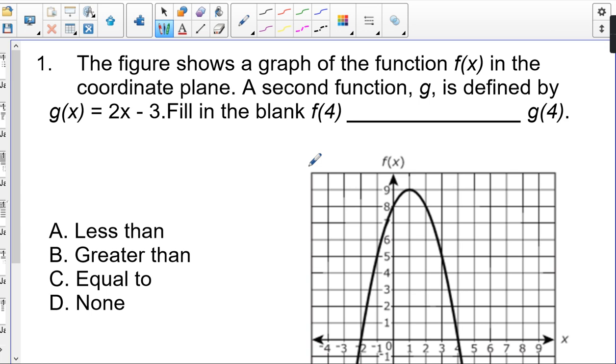the blank. Is f of 4 less than g of 4, greater than g of 4, equal to g of 4, or none? Those are the choices A, B, C, and D. So first I want to figure out the number for f of 4. Once I know what f of 4 is and what g of 4 is, then I could compare those two numbers.